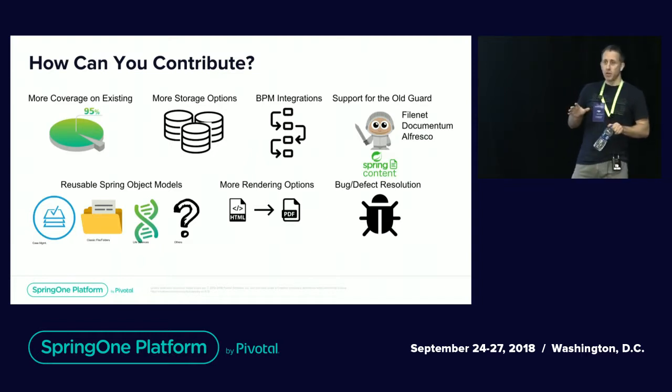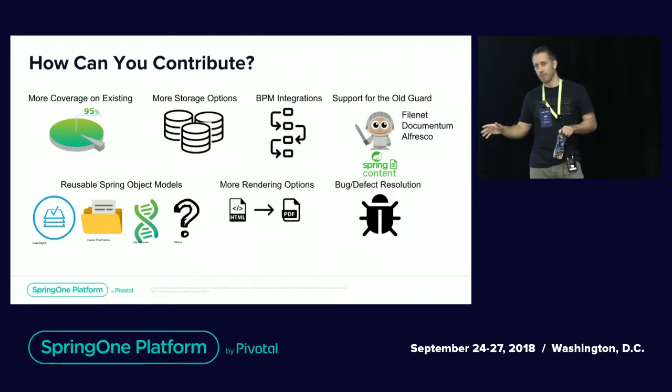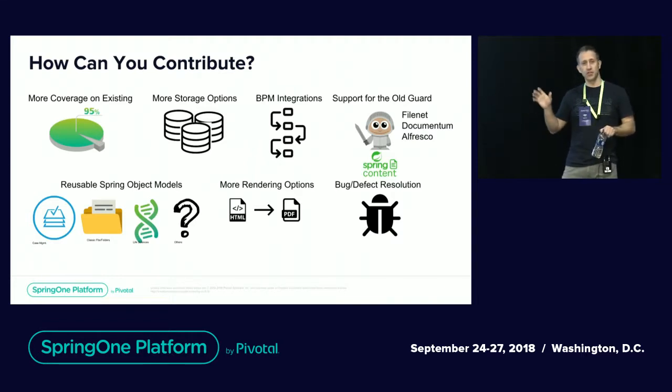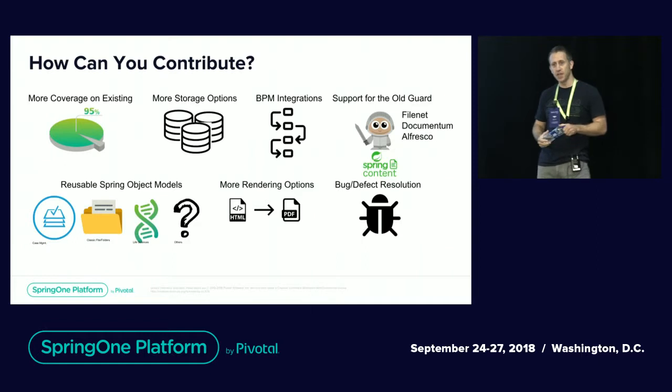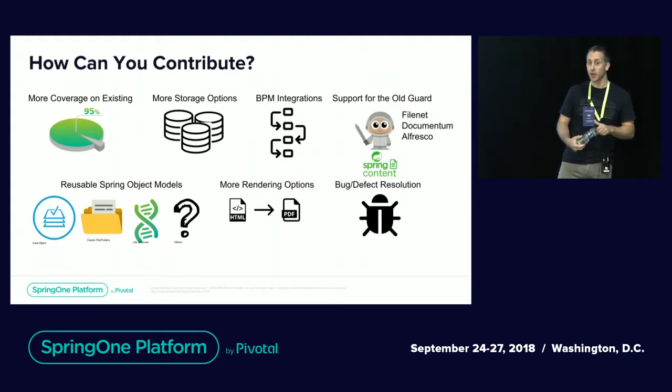We also think the programming model for Spring Content is powerful in its own right and could bring velocity to the old guard. So we'd love to see a Spring Content for Documentum, a Spring Content for Alfresco, for OpenText, for FileNet.